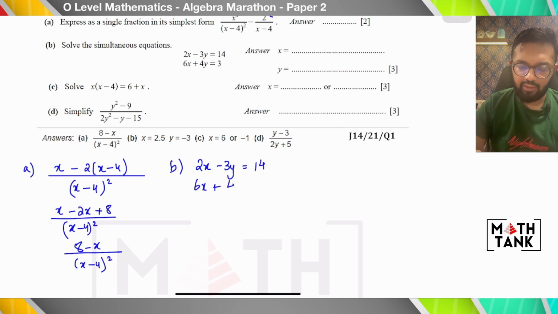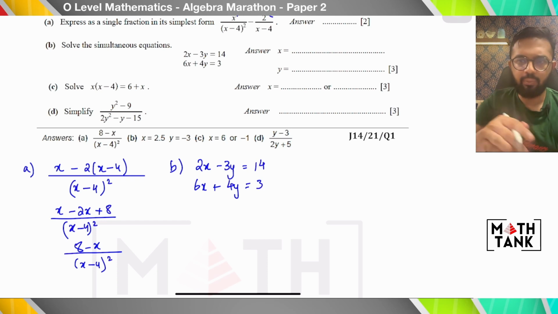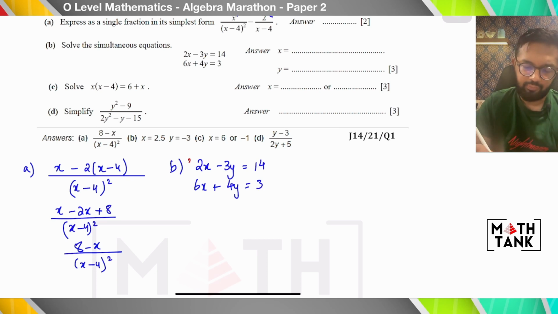I have a feeling that I could eliminate the x in these expressions. I see a common factor 2x and 6x, so I could multiply this entire thing with 3 and make it 6x. So I'm going to do that. I could also pick up 2 and 6 and make it 12x and 12x in both. It wouldn't matter. I'm getting this multiplied with 3, so I get 6x minus 9y equals 42.